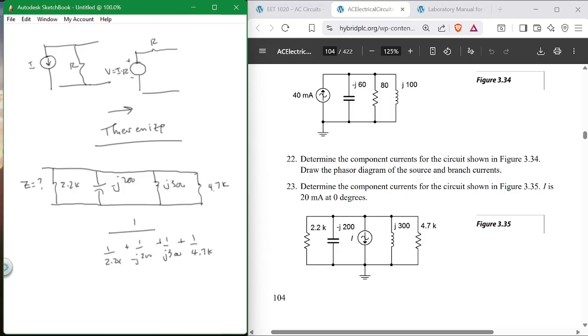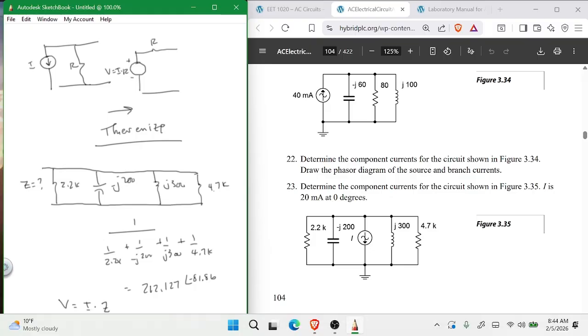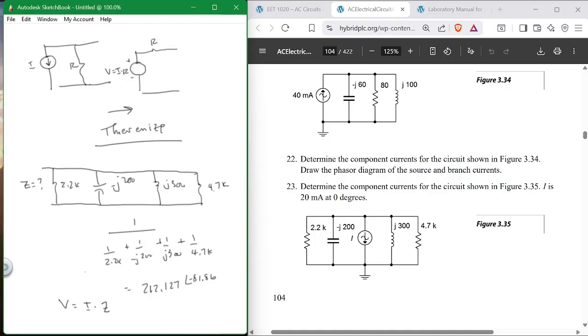Z total is 212.127 at angle minus 81.86. Now, what is the voltage across this circuit? V equals I times Z. So here's your I, 20 milliamps. Here's your Z. And there's your voltage. Voltage is equal to 4.24 at angle minus 87.86.